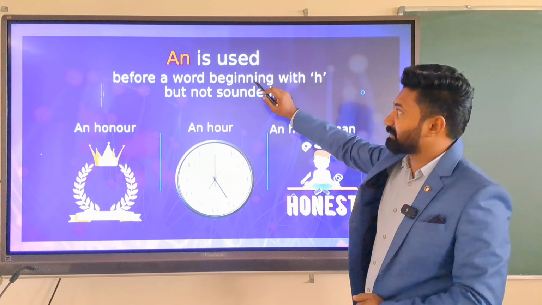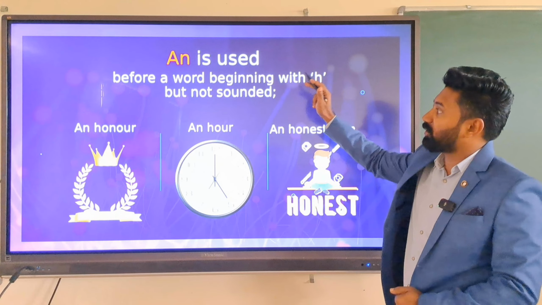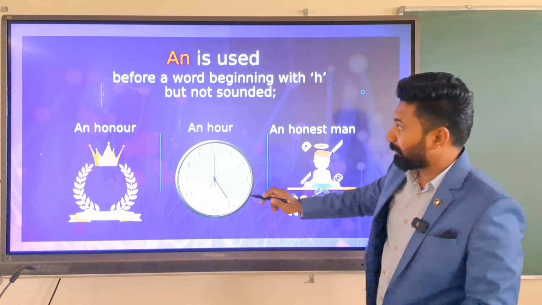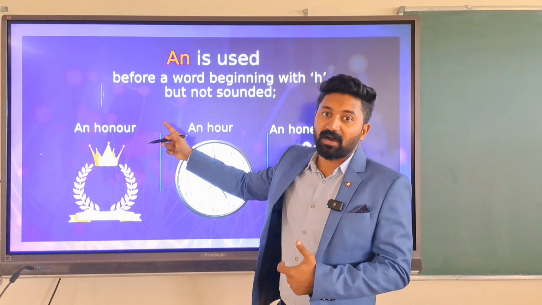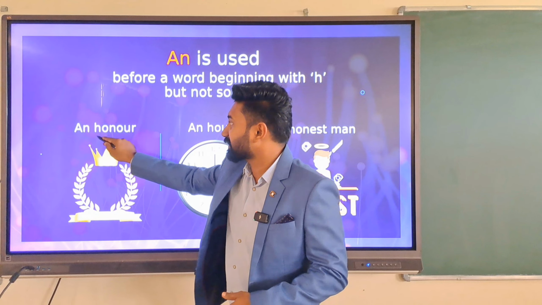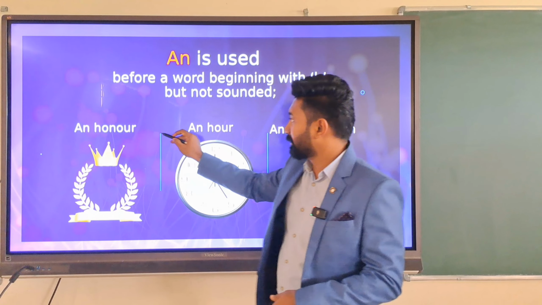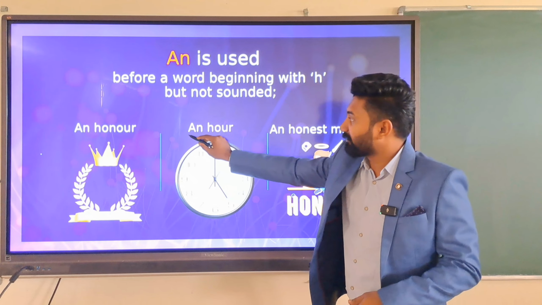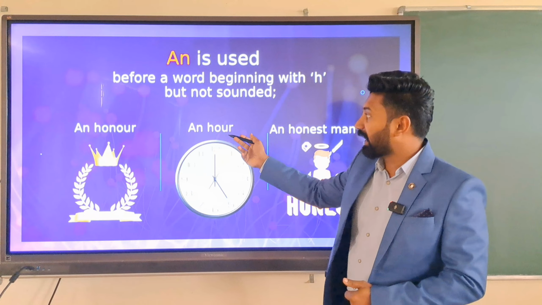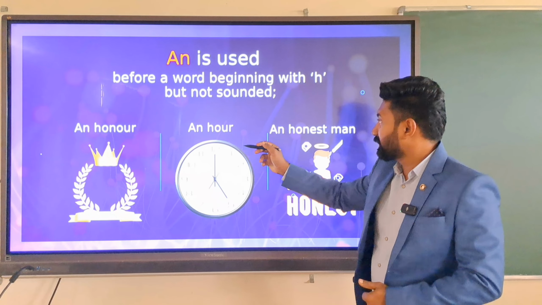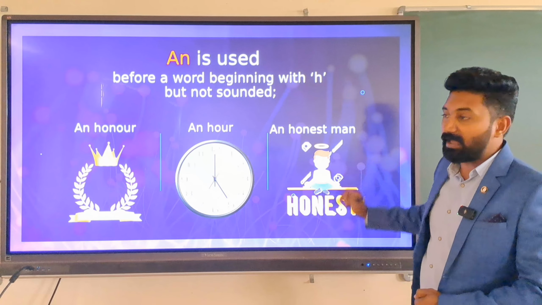Again, let me give you a few more examples. An is used before a word beginning with h but not sounded. For example, honor. Do we pronounce it like "honor"? No, we are supposed to be pronouncing it like "onor". H is silent. So what is the next letter? Obviously a vowel. So we have an honor. Again, H is silent and therefore we have an before the word hour. An hour. You are late for an hour, right? Okay. An honest man. Again, H is silent here. So we have an honest man.